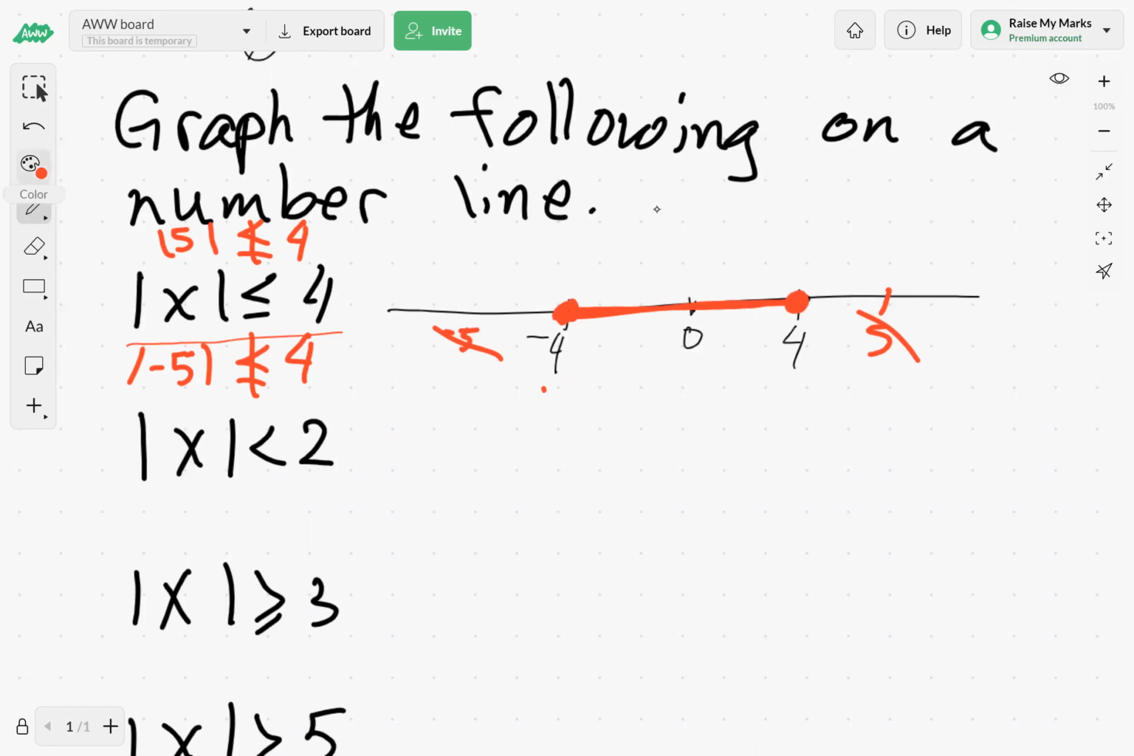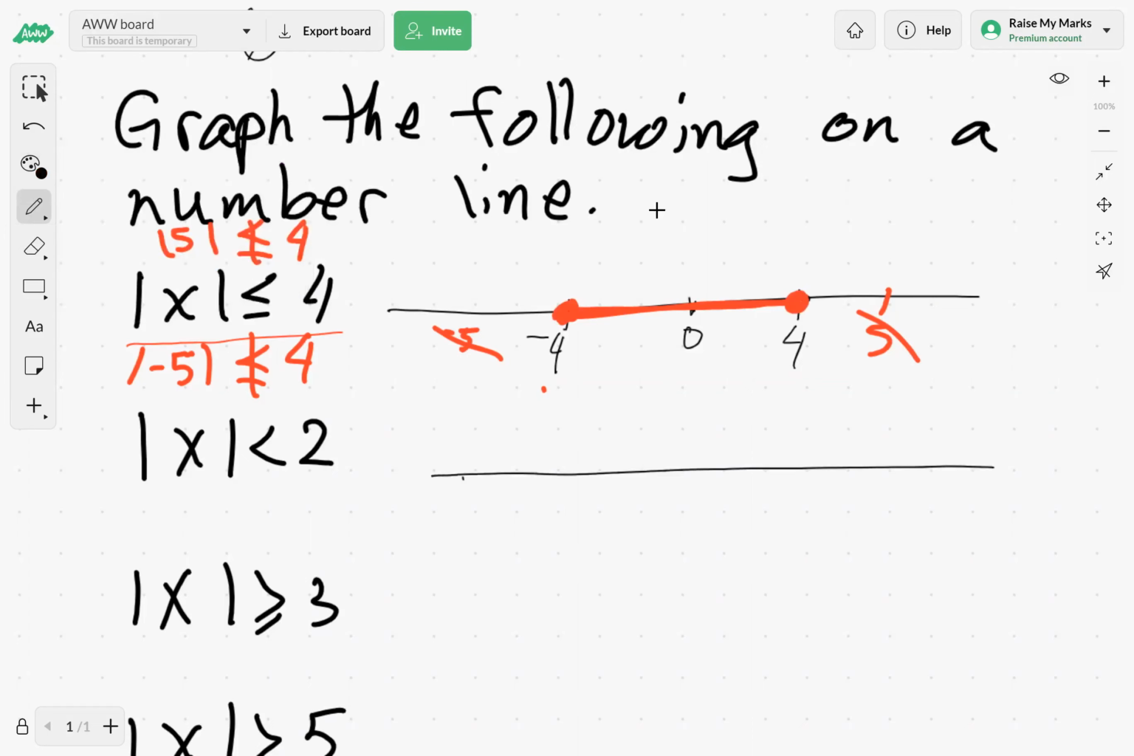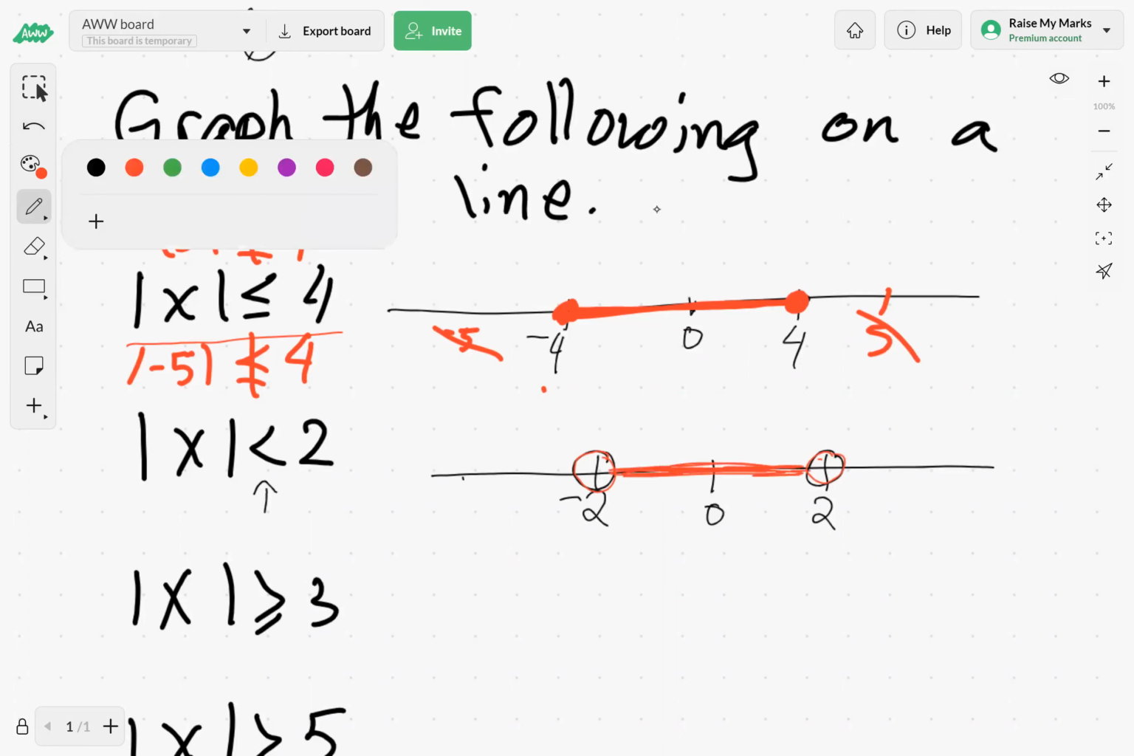Okay, all right, so let's try another one. Again, our number line is centered at 0. We have an upper value of 2 and -2. We're dealing with a strict inequality, so we're going to put open circles at the 2 and -2. And then since our absolute value is less than 2, we're going to color in the line between the 2 and the -2. All right, let's try another one.